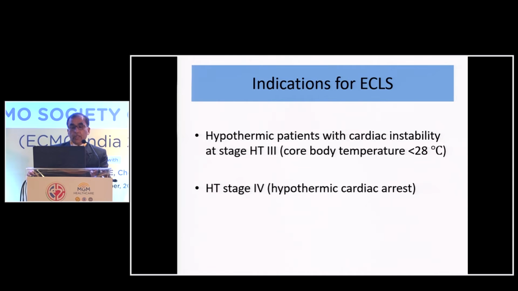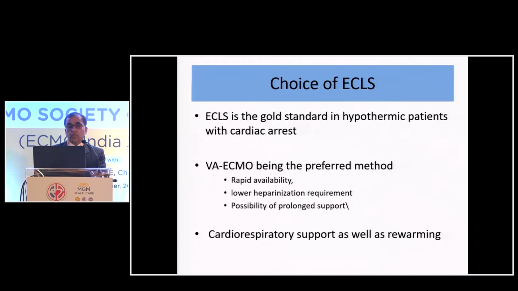The two clear-cut indications which we can find in the literature are hypothermia grade 3, when the patient has hemodynamic instability and possibly arrhythmia, and the core body temperature is less than 28. And the second one, if the person has a hypothermic cardiac arrest. These are the two standard indications for ECLS.